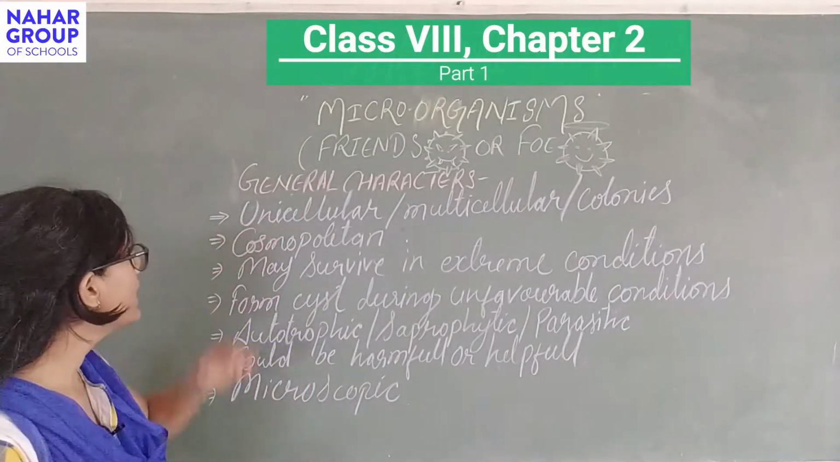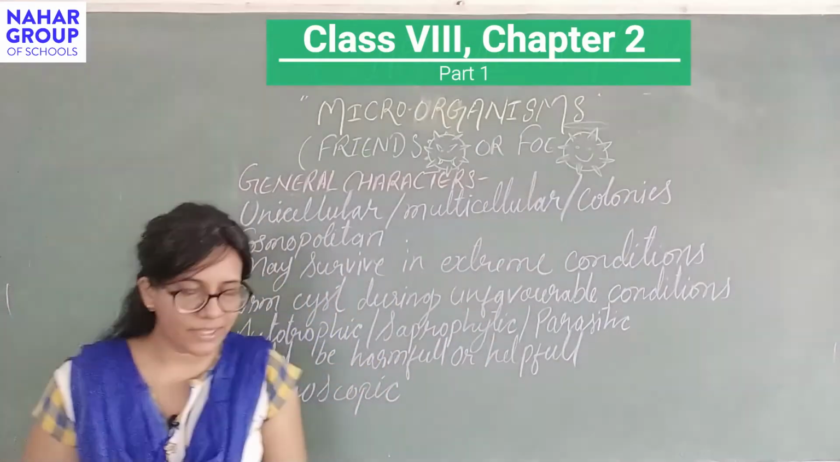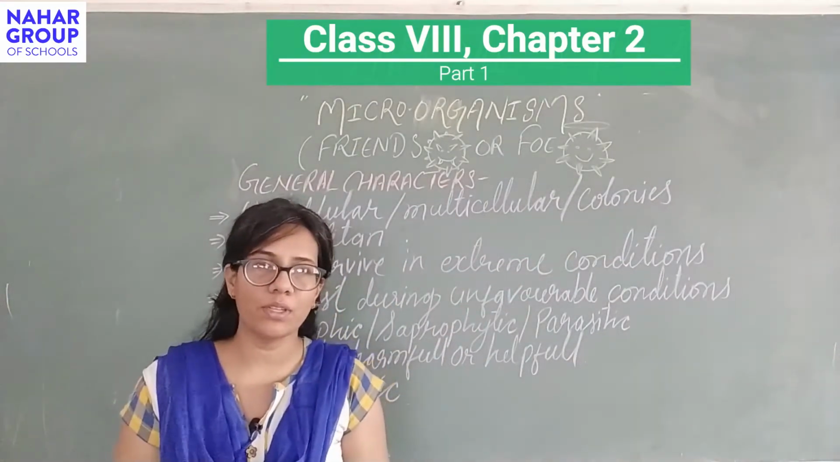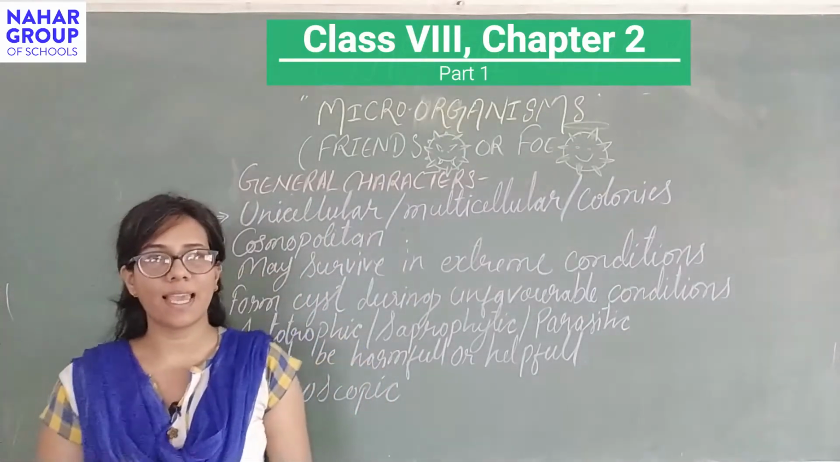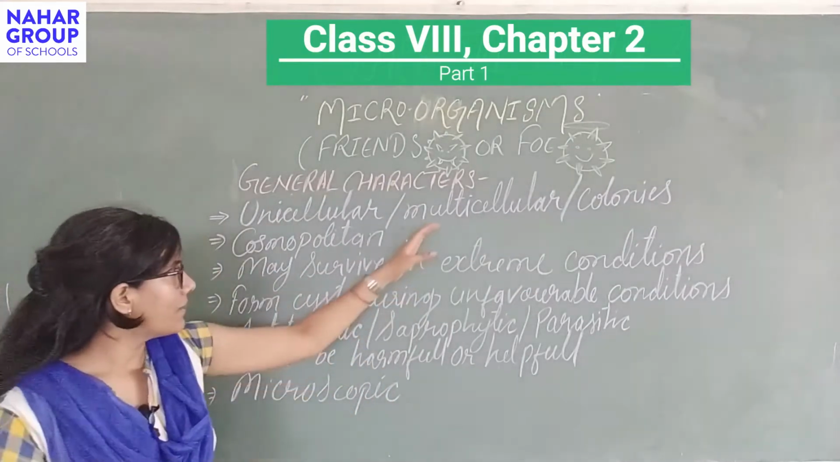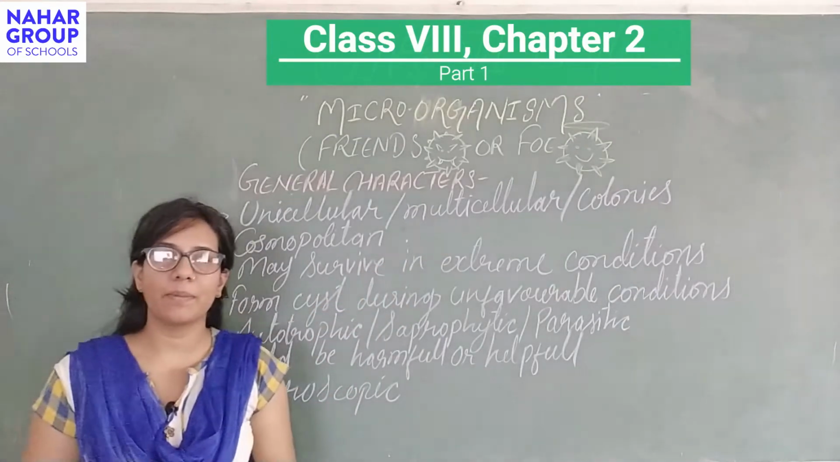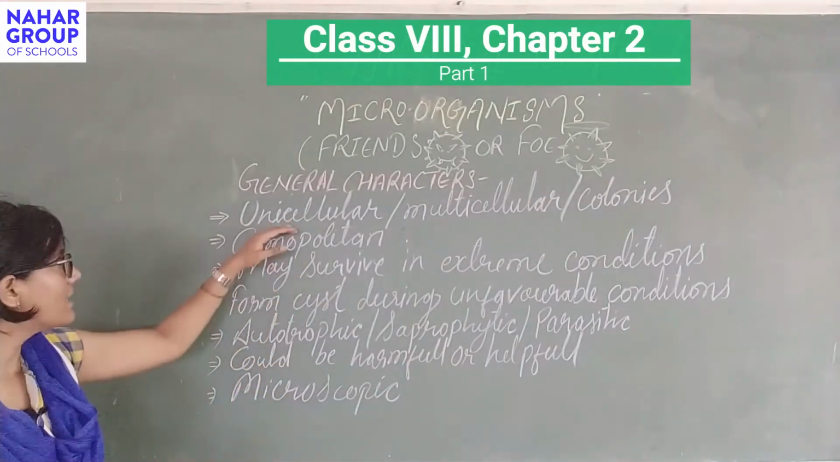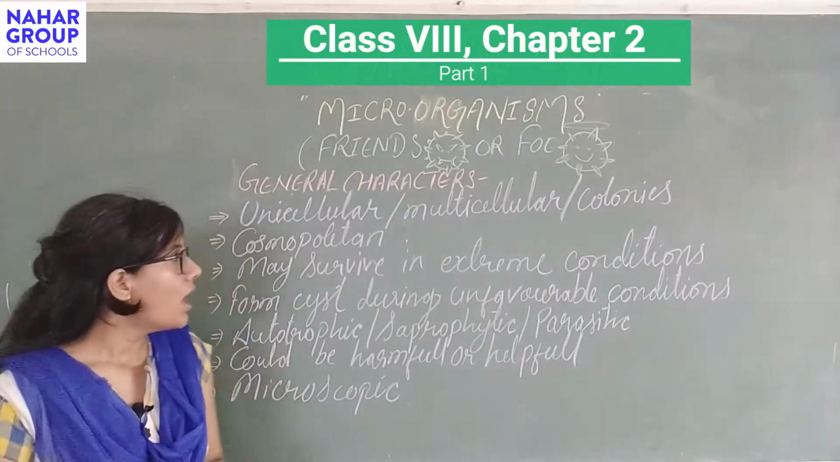See, first is unicellular, multicellular or colonies. That means these microorganisms can be unicellular, made up of only one single cell, or they can be multicellular. For example, fungi. Fungi can be both multicellular and unicellular. Examples of unicellular microorganisms are viruses and bacteria.